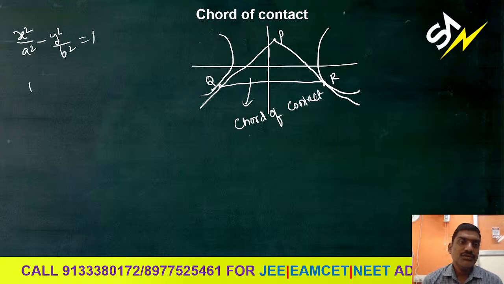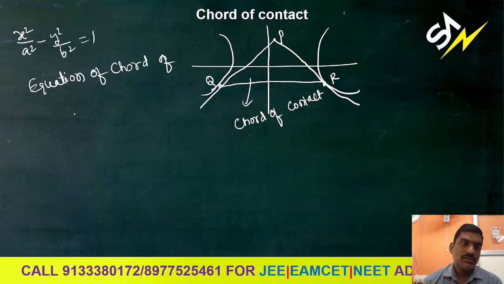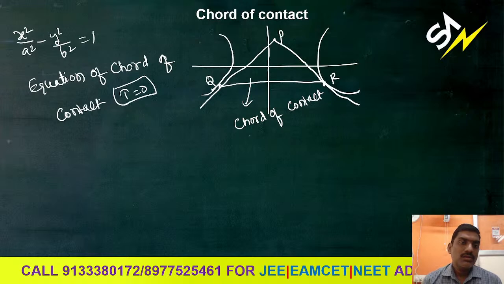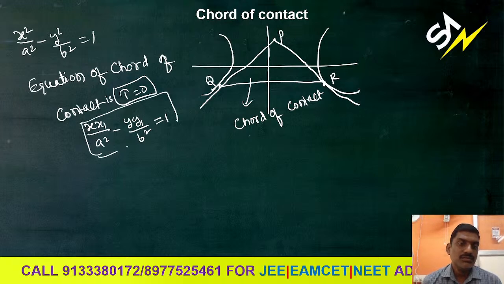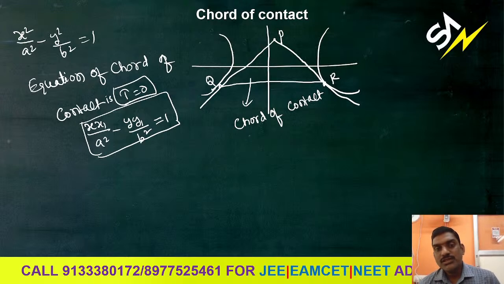Then what is the equation of the chord of contact? The equation of the chord of contact is T equal to 0. T means what here? x1 divided by a square minus y1 divided by b square equals 1. This is called T, like s1. This is the equation of the chord of contact.